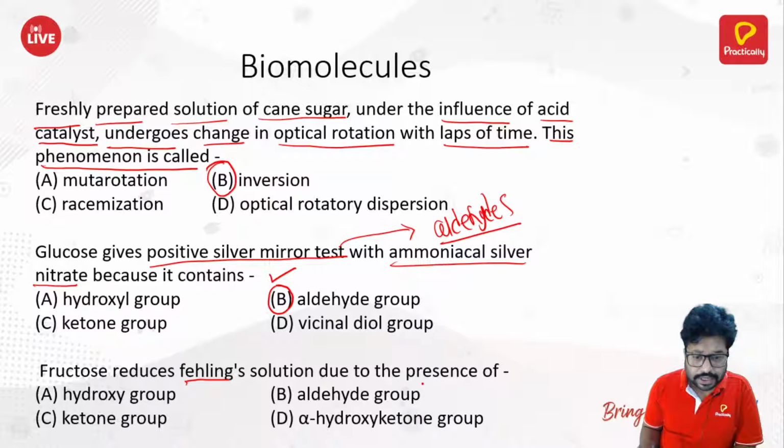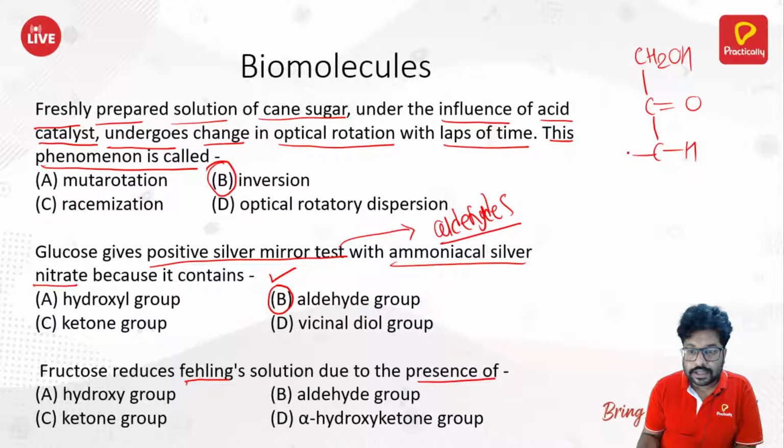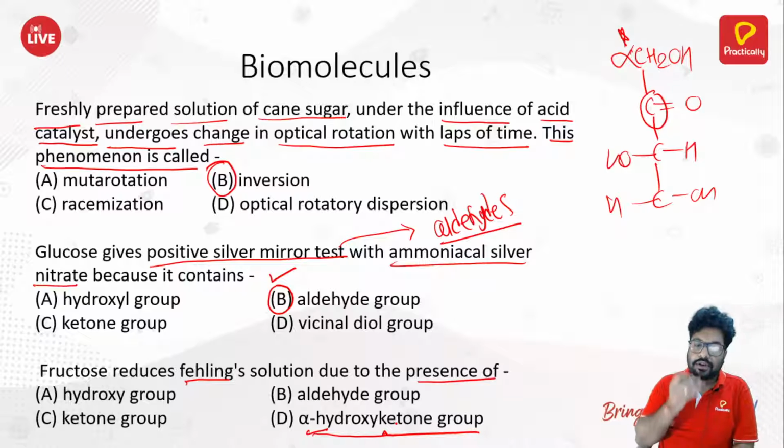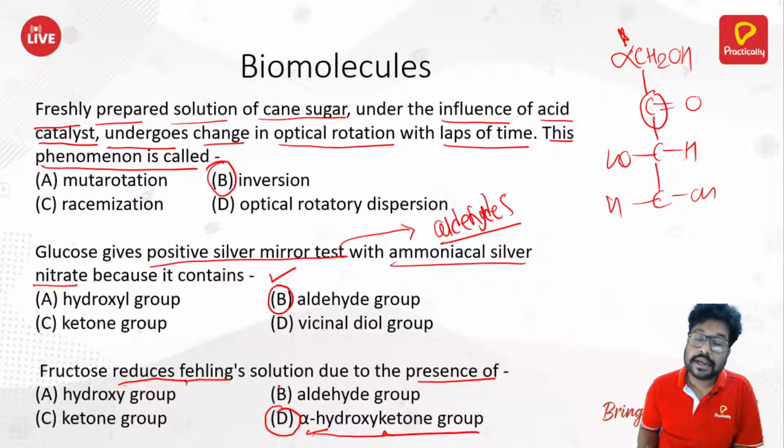Lastly, fructose. Fructose reduces Fehling's solution due to presence of, so this is the fructose, CH2OH, C double bond O. Then you have CHOH, OH, H. The other structure you already know. So this is your ketonic group and this is your alpha carbon, right? So it has an alpha hydroxy ketonic group, and the other has an aldehydic group. They reduce Fehling's solution. Okay, that is why the answer for this question has to be D.